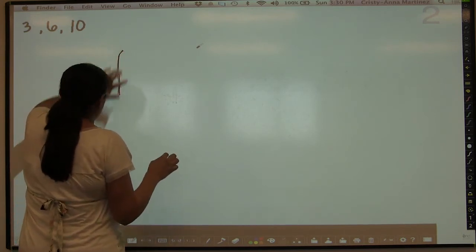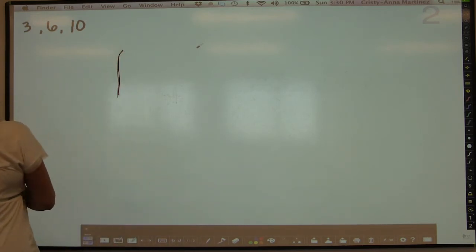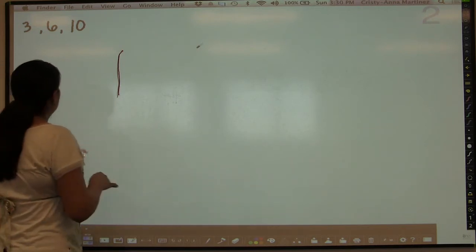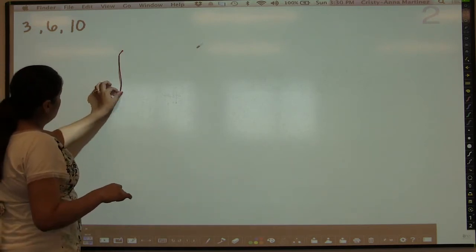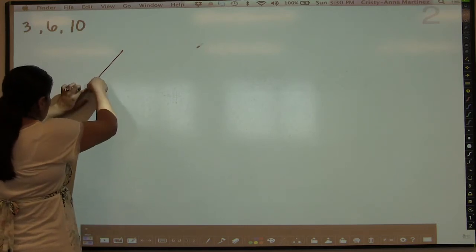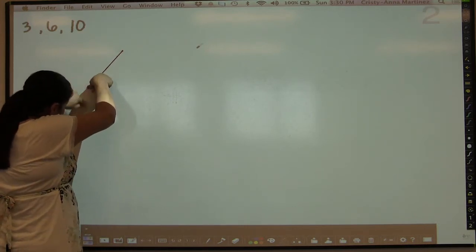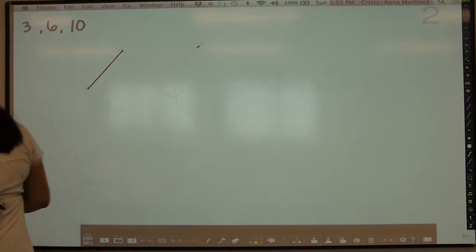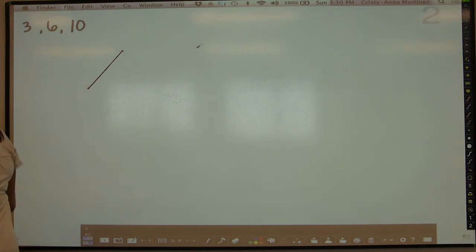So what I have done is I have selected three lengths and I have measured them out, and they are 3 centimeters, 6 centimeters, and 10 centimeters. And so I am with this yarn, and I hope that you can see that in the video. And I am going to tape these to the board so you can kind of see.